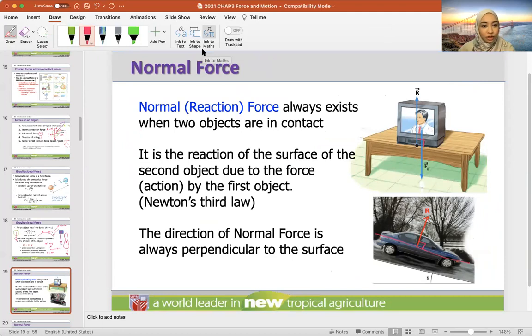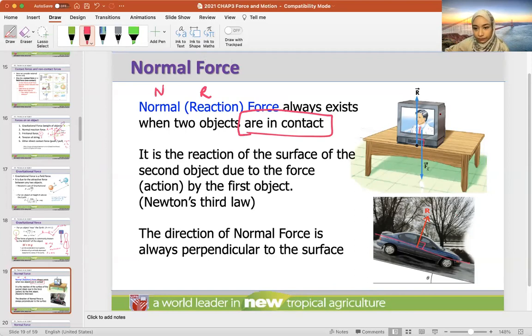And then our next force is called the reaction force. Okay, bila reaction force ni berlaku, it's called the normal or the reaction. Remember tadi kita cakap pasal mg or W. Now we're talking about normal force, N or R. So when does normal force happen? It only exists when two objects are in contact. Bila bersentuh sahaja. Kalau tak bersentuh, tak ada reaction force.